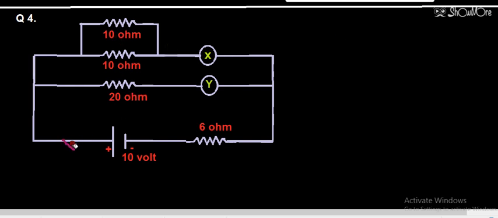From the battery, some current is coming. Let's name it as I. From this point onward, the current will be divided into two parts. Let's suppose I1 current is flowing here, I1 current will be flowing here, and I2 current will be flowing here.